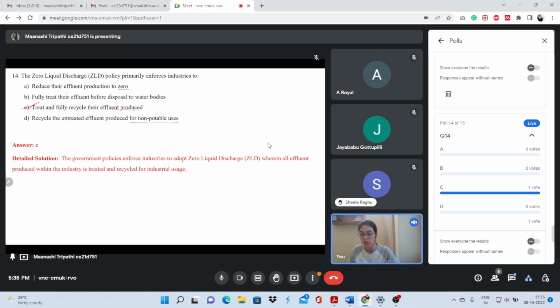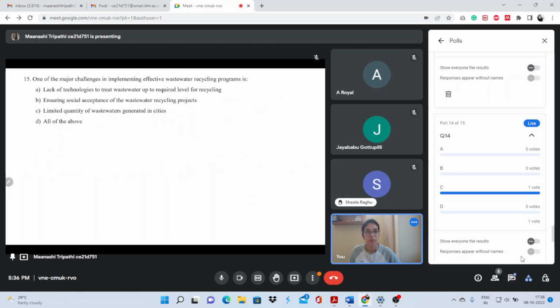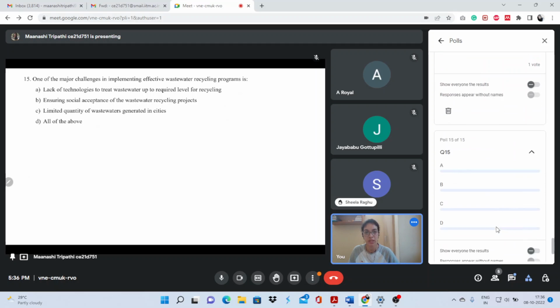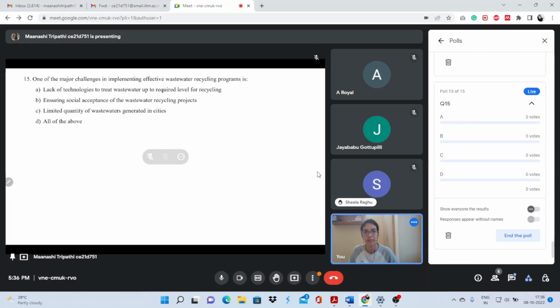We cannot reduce effluent to zero. There will be effluent, but we can fully treat it and reuse it. So it's like a cycle. So this is what we call zero liquid discharge. We are generating, then we are reusing. This is what we call zero liquid discharge. I hope you understood. Moving towards the next question and the final question of week 11.